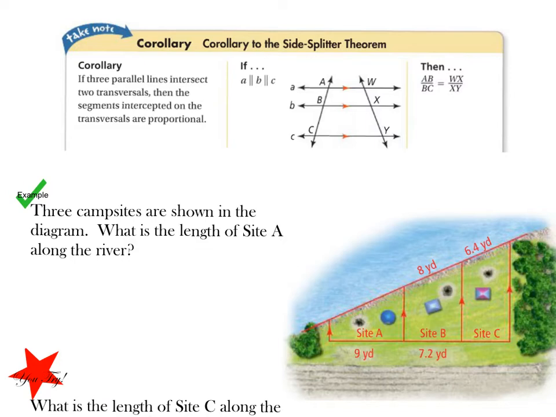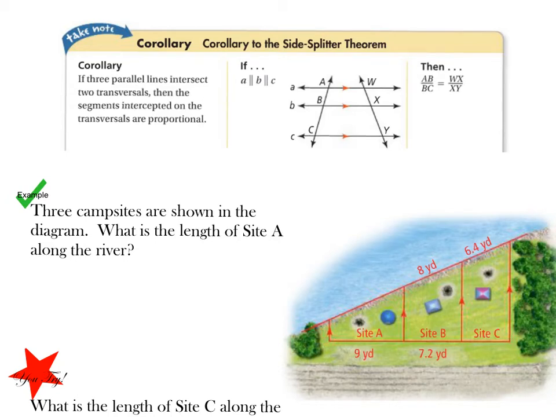So it's important that these lines are all parallel, and it's important that you're recognizing the segments made by the transversals. We're not looking at the segments made by the parallel lines. So just the segments intercepted on the transversals are proportional. So for example, it says 3 campsites are shown in the diagram. What is the length of site A along the river? So we see we have 3 or more parallel lines that are intersecting two transversals.